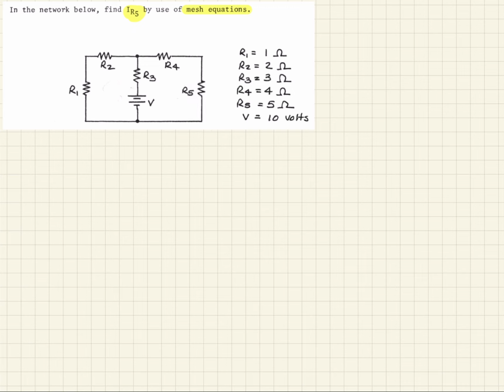So the first thing we need to do is to define our mesh currents. We will do that by stating this one first, as this will be I1. So that's the one in red. And then in blue, we'll define this one as I2. So with that defined, we'll look at everything involved with I1 first.